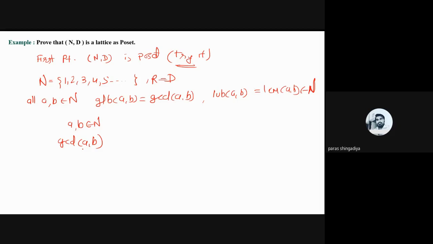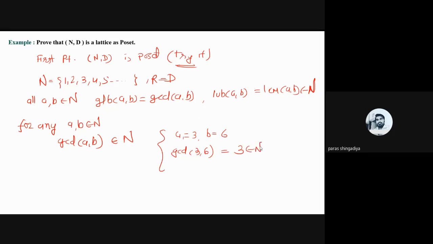So for any A, B belongs to N, the GCD of A, B always belongs to N. Why is it? You can put in one example. Let us take A equal to 3 and B equal to 6, which belong to N, and now check the GCD of 3 and 6. The GCD of 3 and 6 will be 3. 3 is the common factor there, so the answer is 3, and 3 belongs to N.